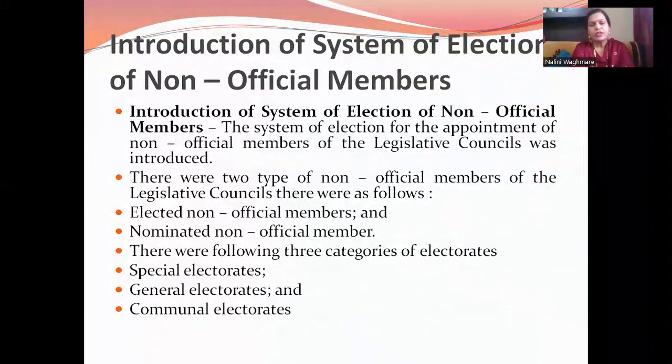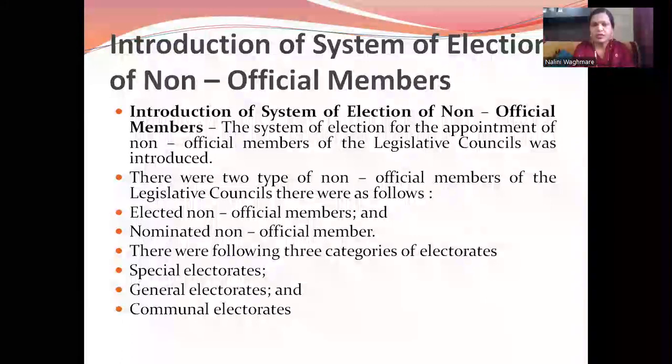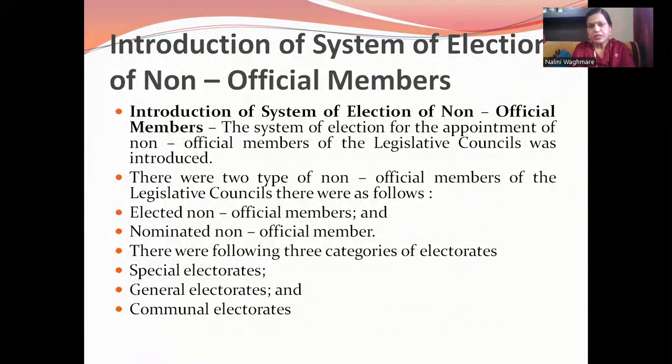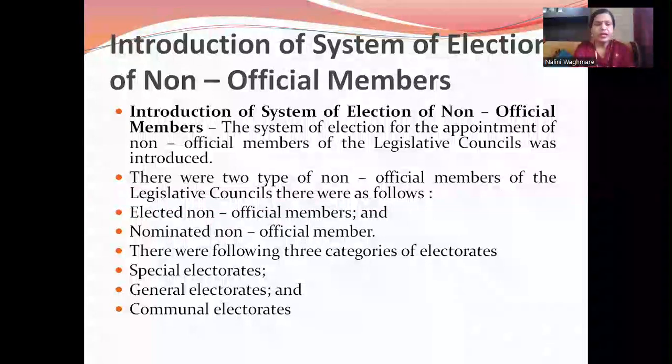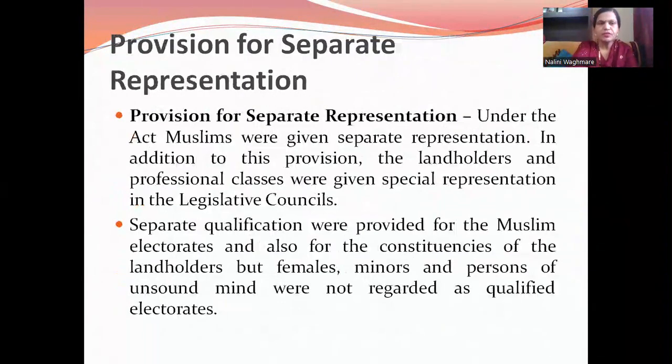Then, the introduction of the system of election of non-official members. The system of election for the appointment of non-official members of the Legislative Council was introduced. There were two types of non-official members of the Legislative Council: elected non-official members and nominated non-official members. There were the following three categories of electorates: special electorates, general electorates, and communal electorates.